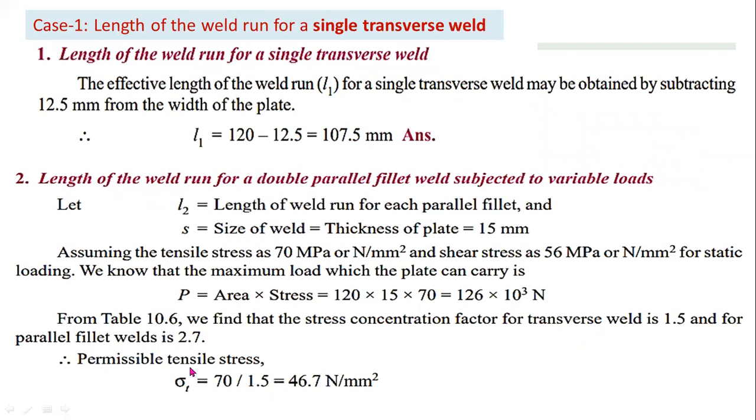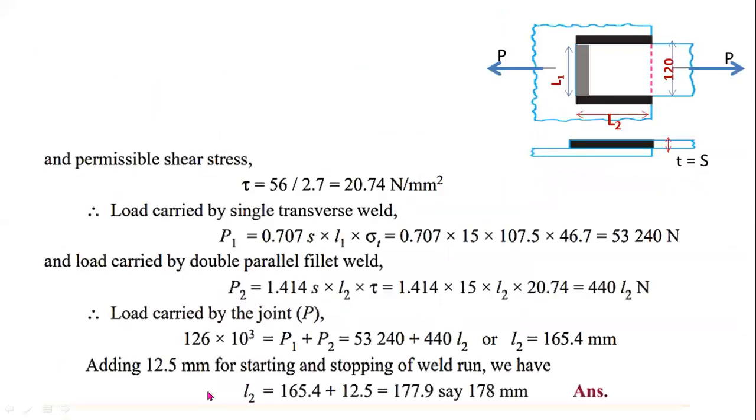Now the permissible stress for tensile stress, sigma t equal to maximum stress divided by stress concentration factor for a transverse fillet weld. That value equal 46.7 newton per mm square. Tau equal permissible shear stress equal to 56 by 2.7, the stress concentration factor for parallel fillet weld. Tau equal 20.74 megapascal. P1 and P2 are the tensile loads. P1 is the tensile load for transverse weld, P2 is the tensile load for parallel fillet welds. Already we know the formulas for transverse and parallel fillet welds.